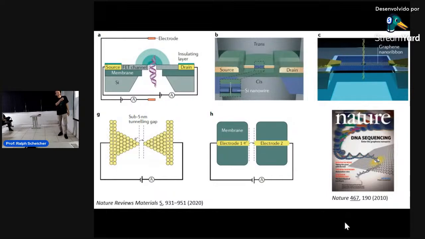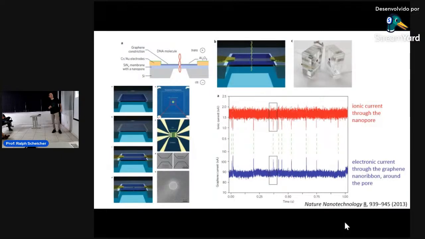And so there was a nice experiment done in, I think, 2013 by the group of Alexander Radenovich, where they used the graphene nanoribbon, and it was attached to electrodes. So we have an electrical current running through here, and then you still have an ionic current running in the perpendicular direction. And when the DNA is moving through here, then you actually see that you get drops in the ionic current, just like I was describing before.